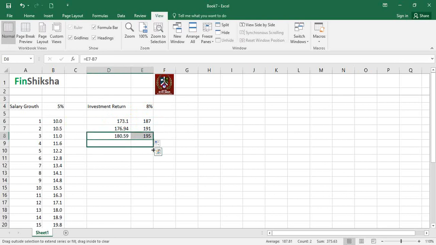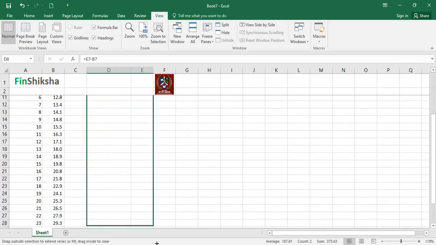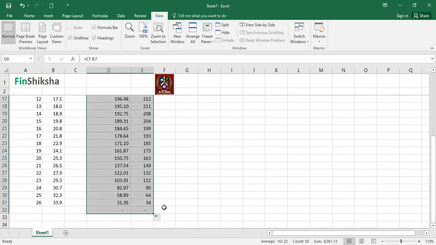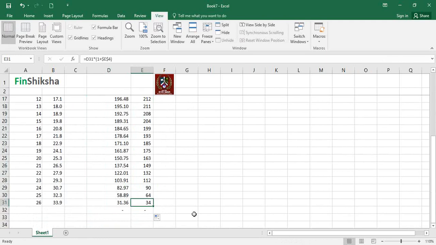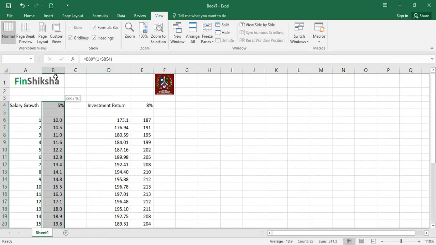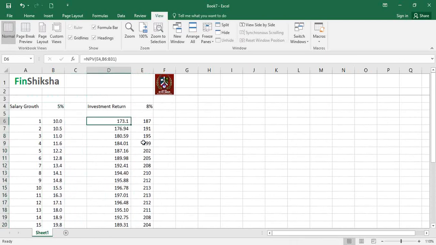So effectively, we are taking this down all the way up to the final 26th year. So at the end of the final year, you have 34 lakhs, 33.9 to be precise, and you take that out, you're left with no corpus. So effectively, you have replicated this earning stream by investing 173 lakhs today at 8%.